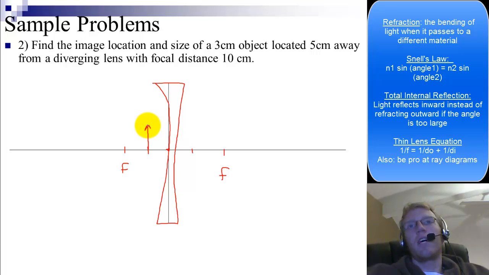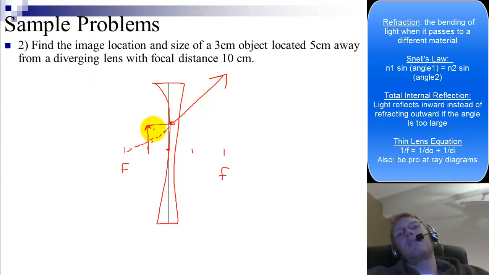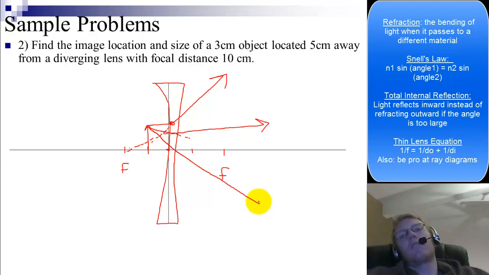So the first light ray is going to come in parallel, and then it's going to diverge away as if it came from here. So it's along this line here. So if you trace it back like that, my ray is not very good. The second one is aimed at this focal point here. It's aimed at this one, but then it comes out parallel. And we can trace that one back. And the third one passes straight through the center.